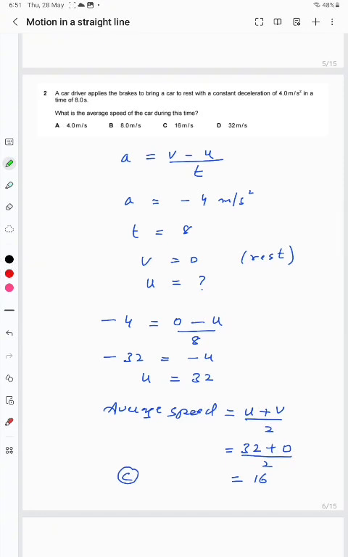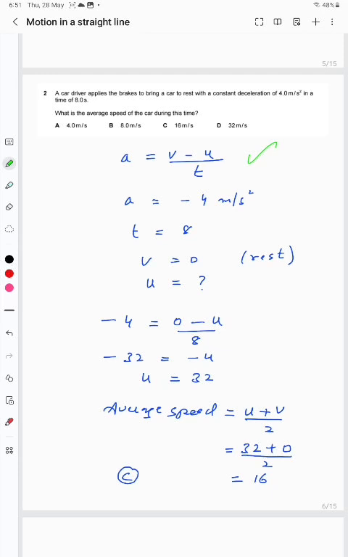A car driver applies the brakes to bring a car to rest with constant deceleration of 4 meter per second square in a time 8 seconds. What is the average speed of the car during this time? So deceleration is also acceleration, but it's negative acceleration. So the formula is the same, v minus u over t. v is final, u is initial, t is time.